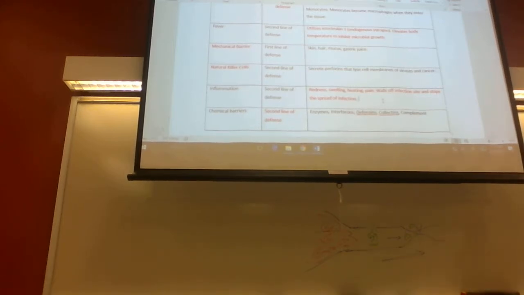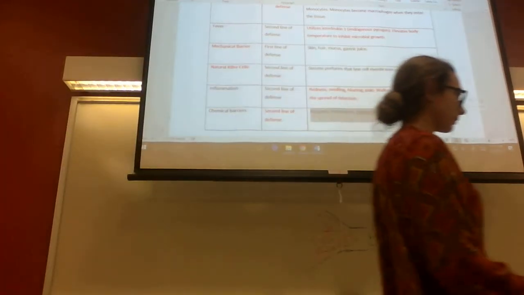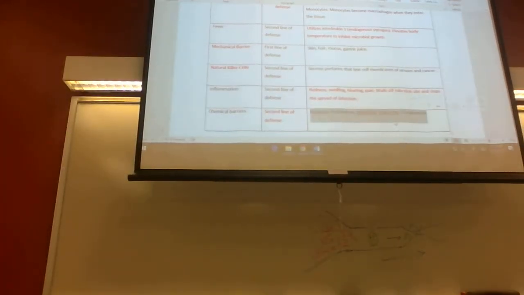Okay, the last one we have is a chemical barrier, and this includes your enzymes, your interferons, your defensins, collectins, and complement. So that's a lot. I think we actually have a worksheet on collectins and all of that, the chemical barriers. So I'm going to check really fast.